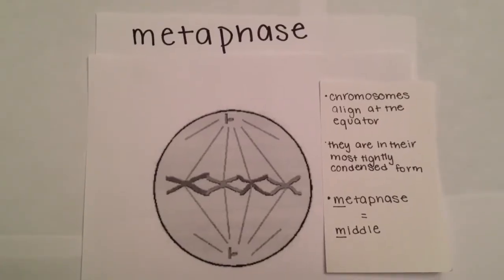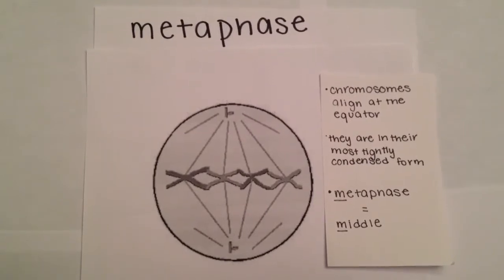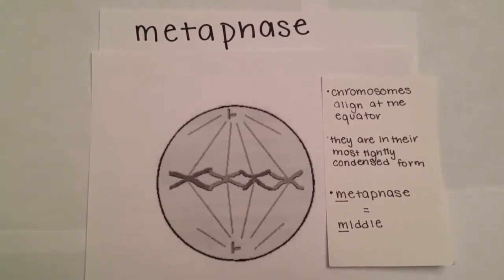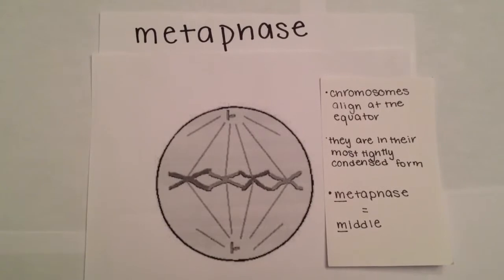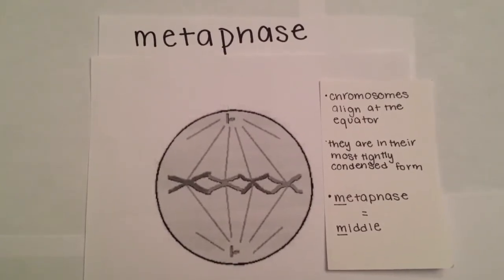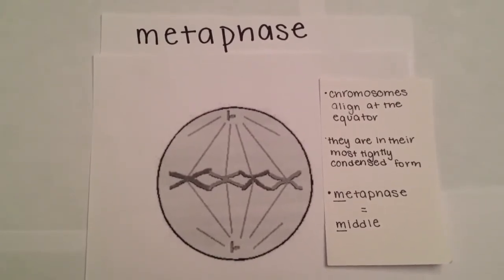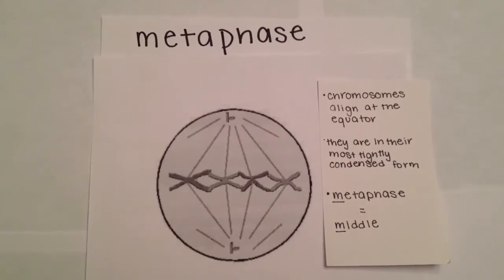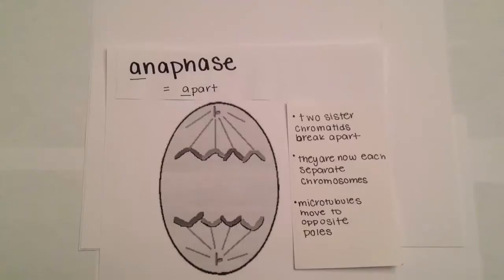The next part of mitosis, called metaphase, is when the chromosomes align at the equator. At this point, they are in their most tightly condensed form. A way to remember metaphase equals middle is that metaphase and middle both begin with an M.